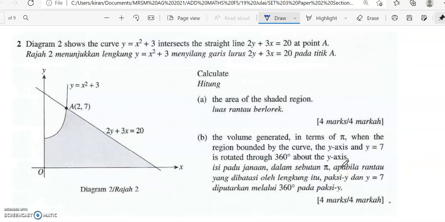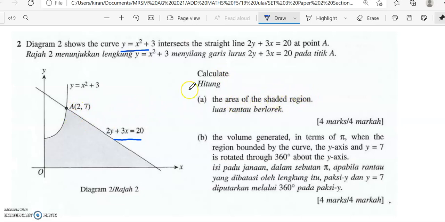Diagram 2 shows the curve y equal to x squared plus 3 intersect with the straight line 2y plus 3x equal to 20. So this is a straight line and also a curve. And then they intersect at the point A. The point A is (2, 7). Okay, calculate the area of the shaded region.